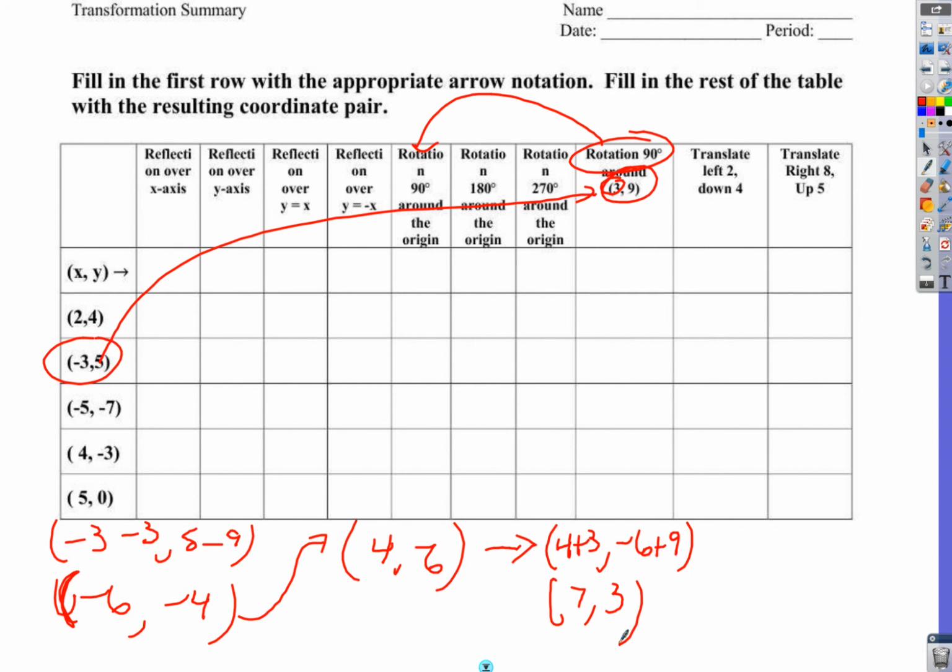Because first I need to subtract these numbers. So we get these starting numbers here, and then I subtract the center of rotation. Subtract first, and then later on at the end you add.